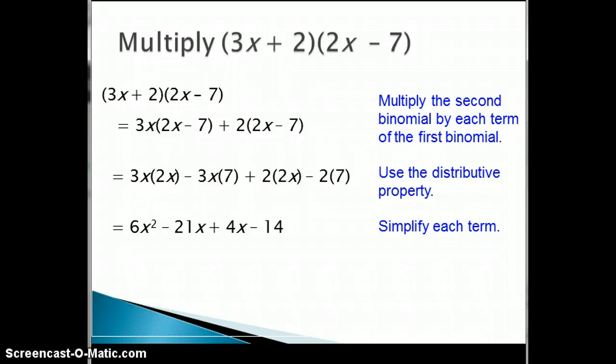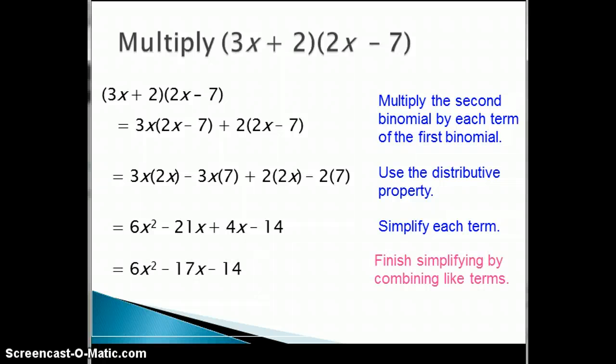Now notice for this one we do have some like terms we can combine. So we finish simplifying by combining those like terms, and negative 21x plus 4x is negative 17x. So this gives us our final answer of 6x squared minus 17x minus 14.